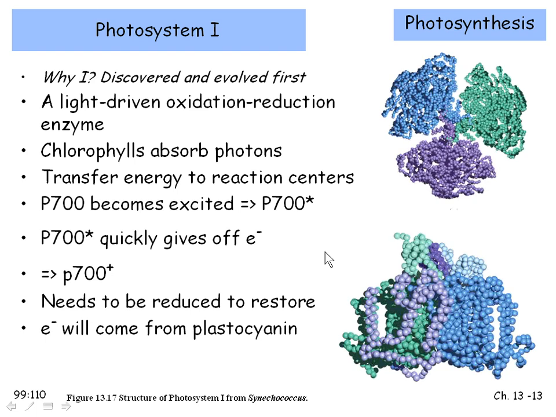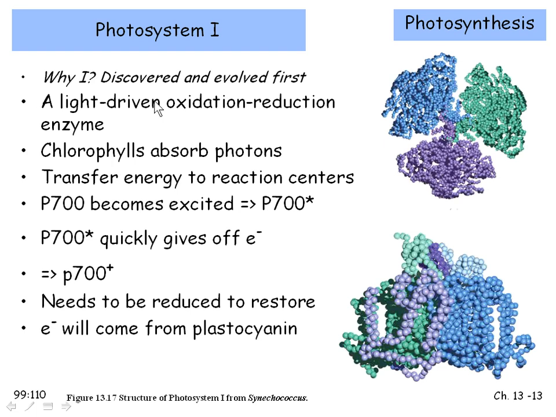So now we're getting to the second of the photosystems. Photosystem 1 is called that because it was discovered first. It happens coincidentally that it evolved first. So this is a very, very ancient piece of machinery. There are purple bacteria and green bacteria that can do photosynthesis but do not make oxygen. All they have is photosystem 1. So it's a very old system.